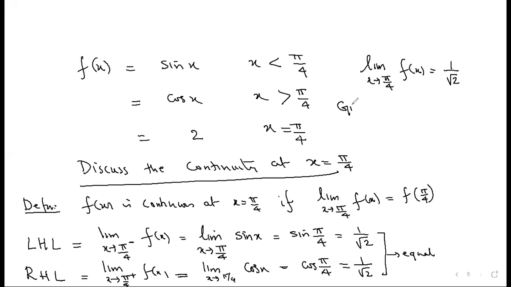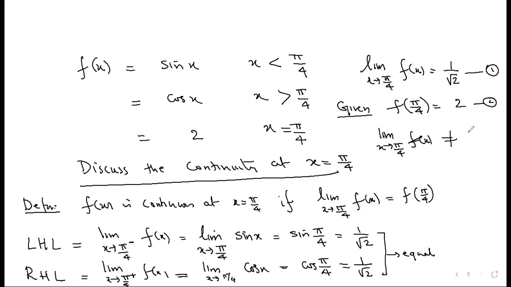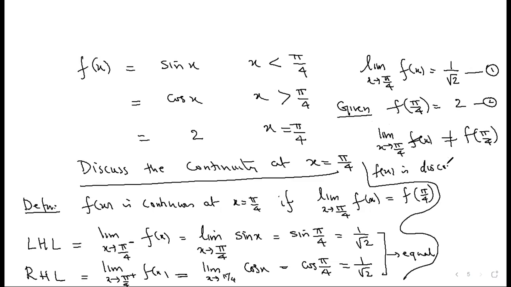Then given, how much is the value of y coordinate when x is exactly pi by 4? It's 2, sir. Are they both equal? No. So limit x tending to pi by 4 f of x is not equal to f of pi by 4. So what's your conclusion? Therefore, the function f of x is discontinuous at x equal to pi by 4.